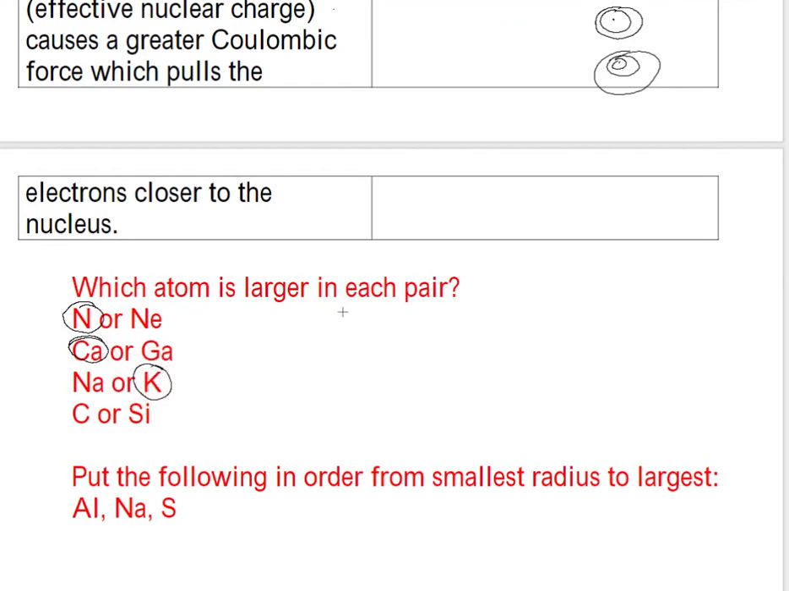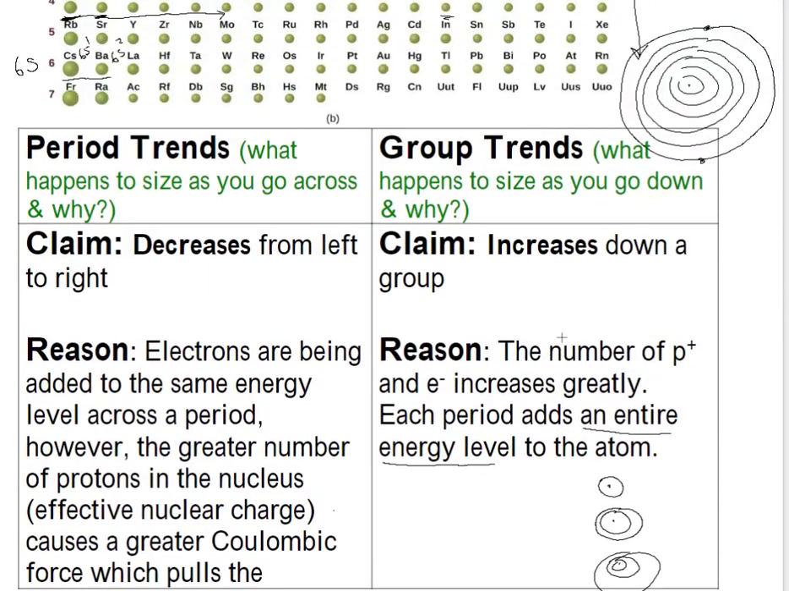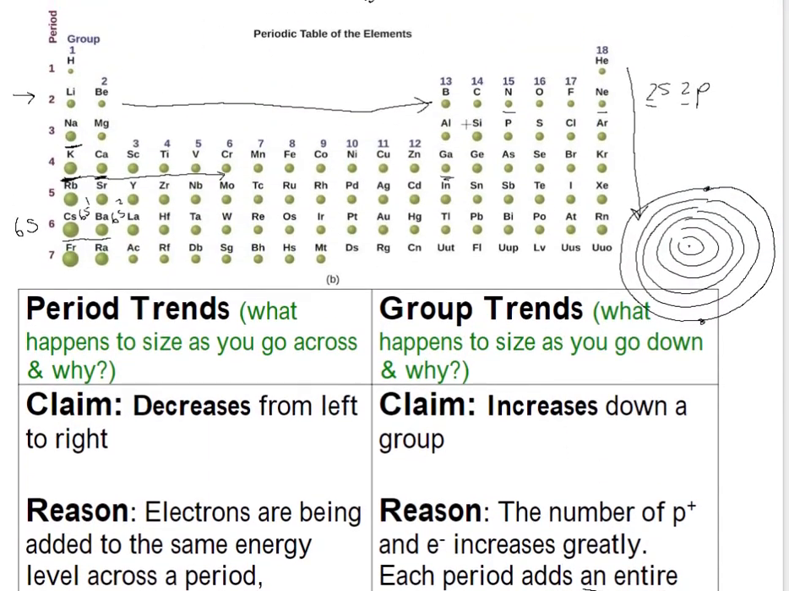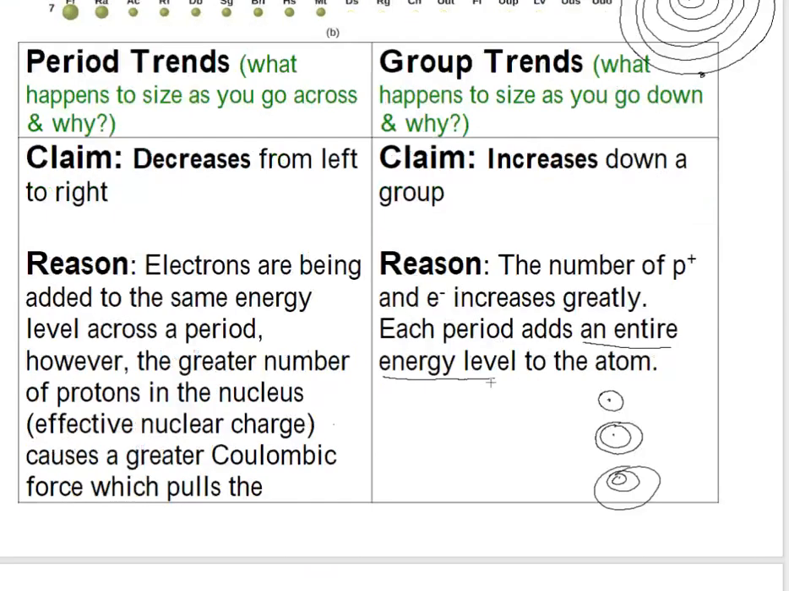And last but not least, carbon or silicon. Carbon is right here. Carbon is in the 2nd energy level. Silicon is in the 3rd energy level, so you add an energy level. So silicon is going to be the larger atom.